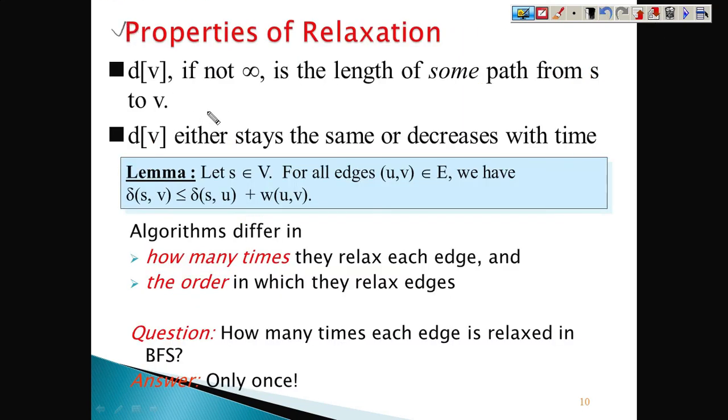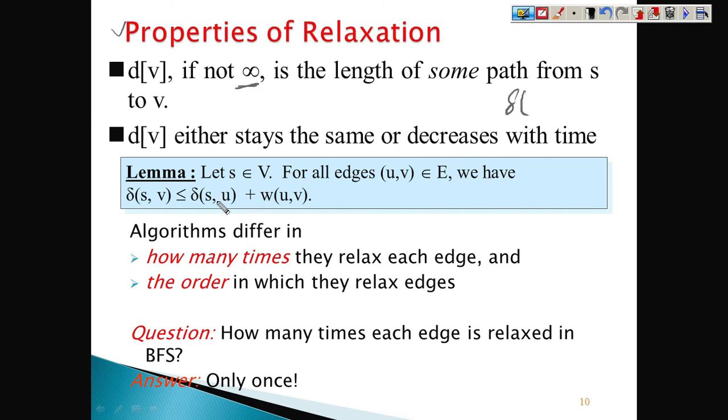So let us look at some properties of relaxation. D of v, if not infinite, meaning the path exists, represents the cost of the path from the source to that vertex. If the path does not exist, it takes the value infinity. D of v will either remain the same or keep decreasing, because our effort is to keep improving the value, looking for a better possible path, until it reaches the delta value.